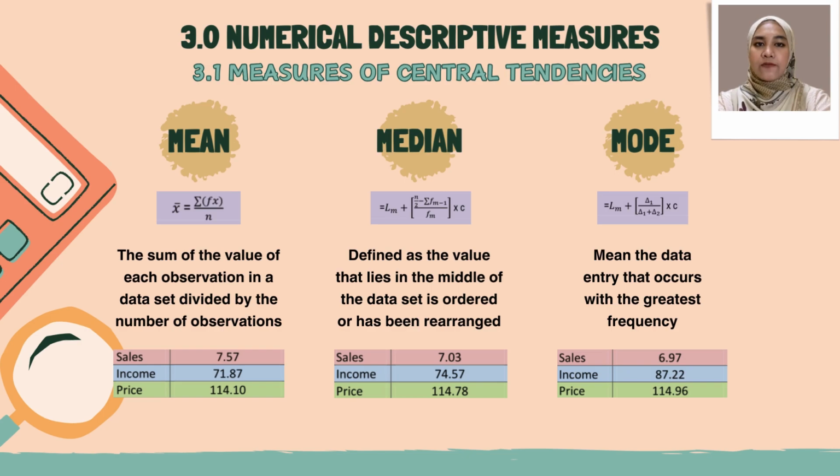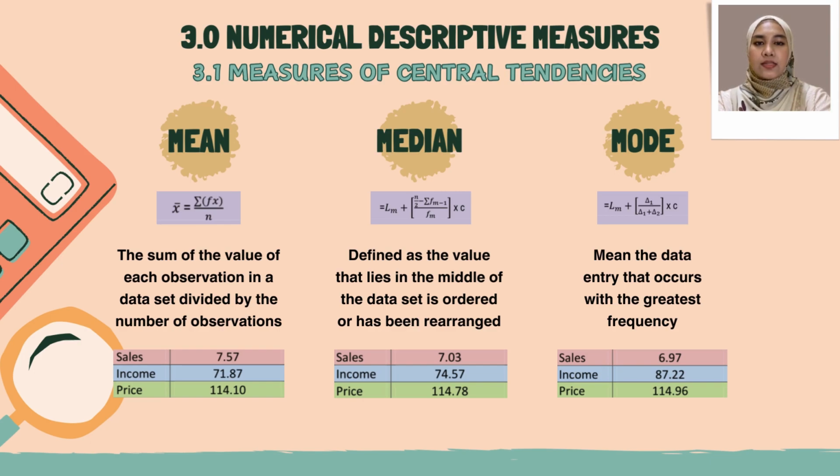Next is median, defined as the value that lies in the middle of the data when the data set is ordered or has been rearranged. So the median for sales is 7.03, median of income is 74.57, and price is 14.78.